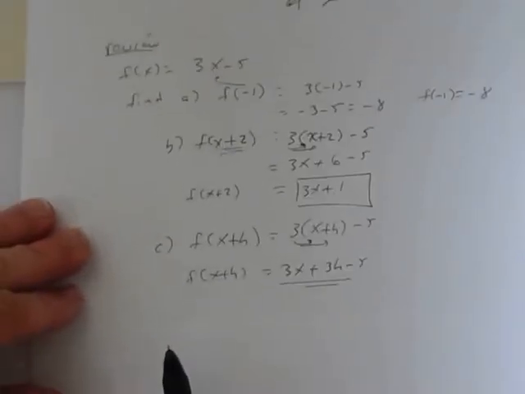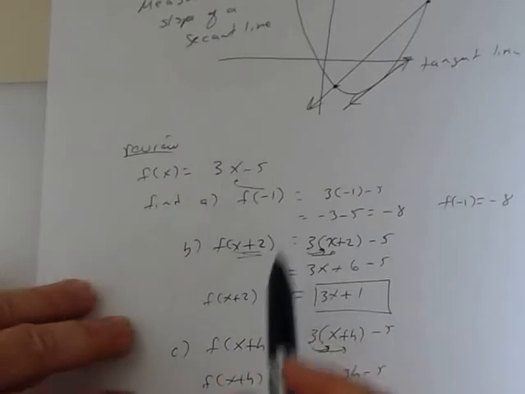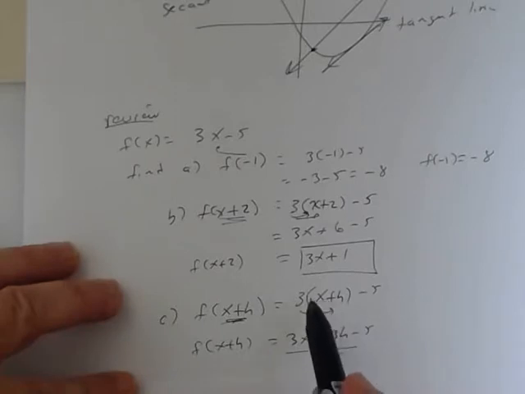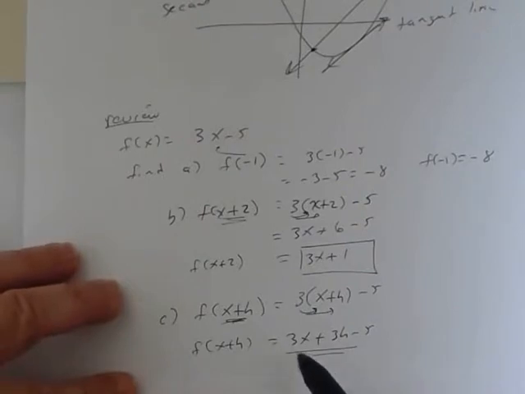You're doing the same thing. You're just, where in place of x, what do you substitute? X plus h. So 3 times x is 3x. 3 times h is what? 3h minus 5. Same thing, right? It's just you can't combine them.